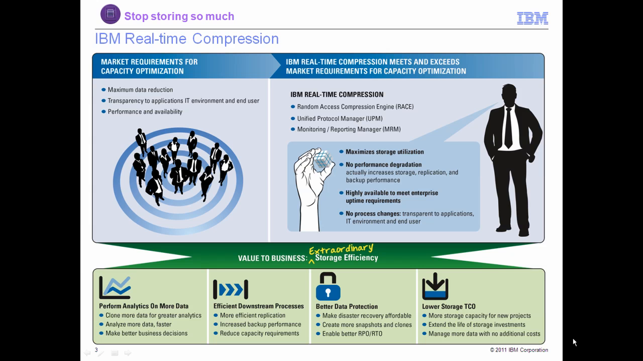2 other key components to the technology are the Unified Protocol Manager. Because the IBM compression technology is an appliance for NAS today that sits between your storage switch and your storage devices, we need to be able to manage the protocols. Additionally is the Monitoring and Reporting Manager. This is the tool that allows you to monitor the appliance as well as see what type of compression ratio you're actually achieving.